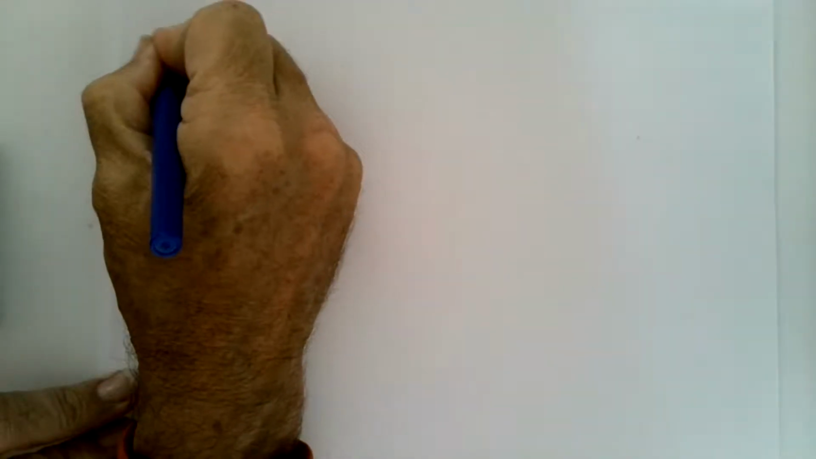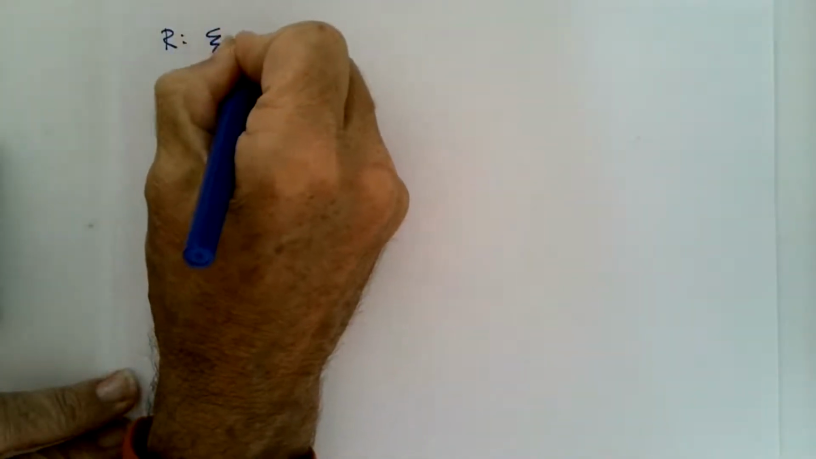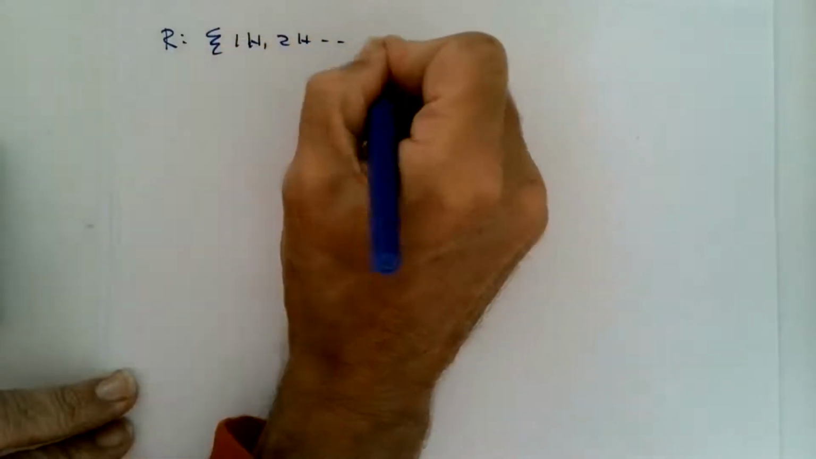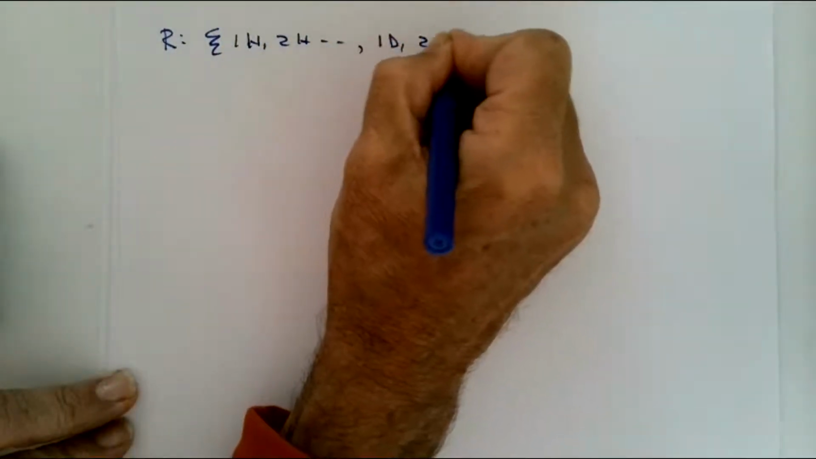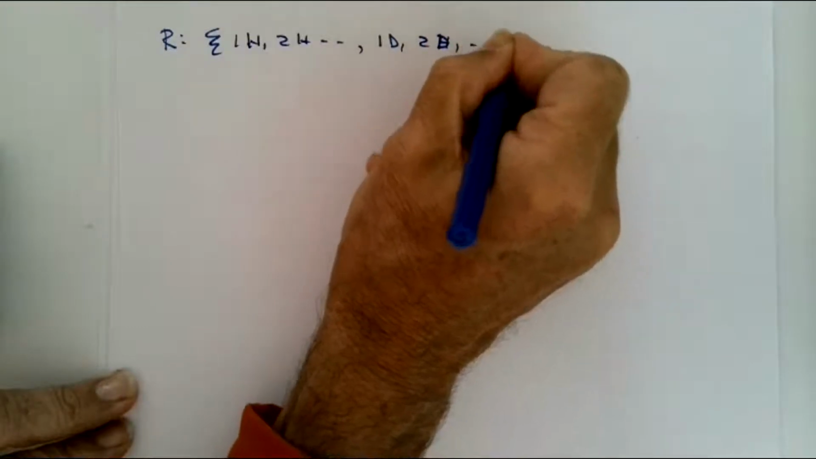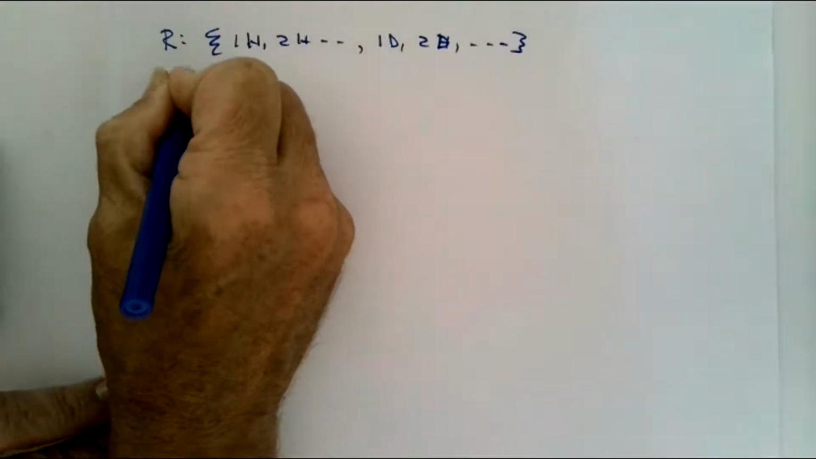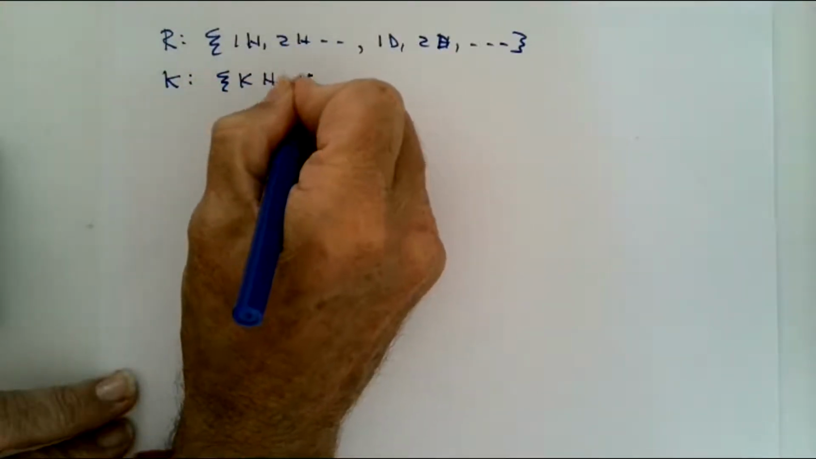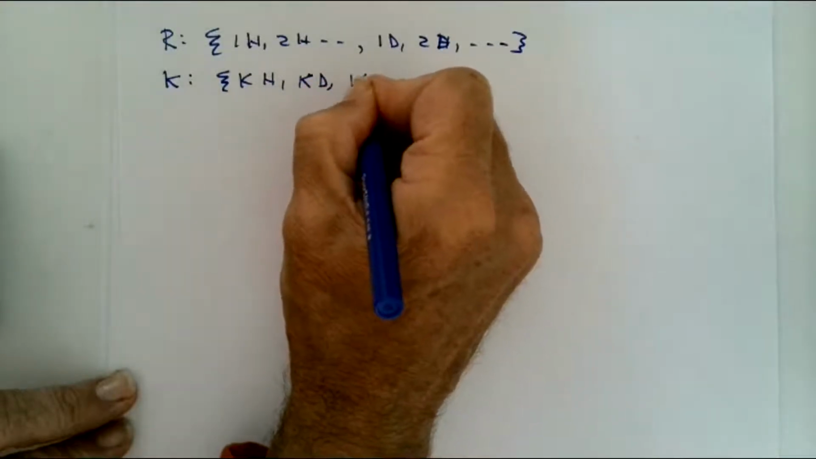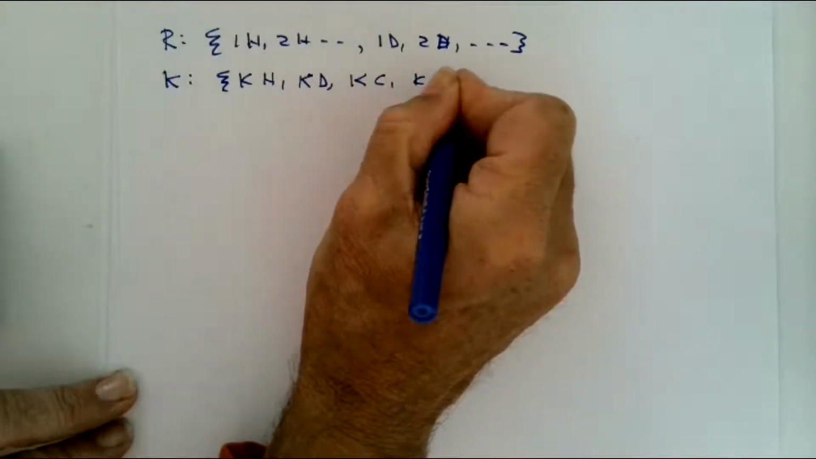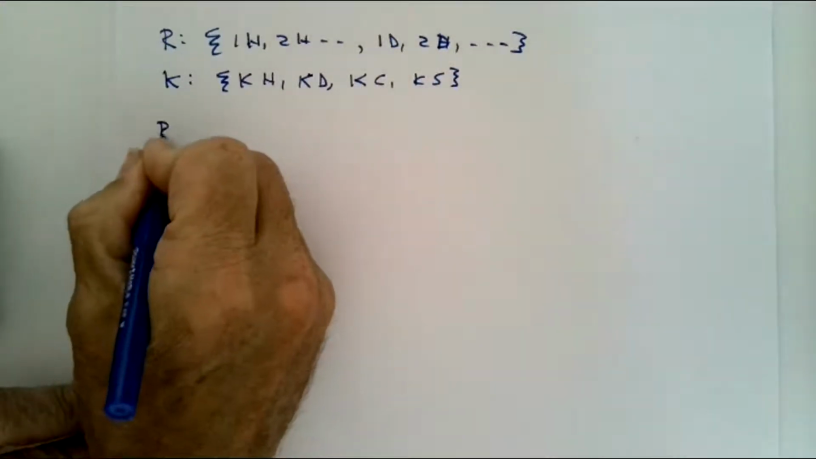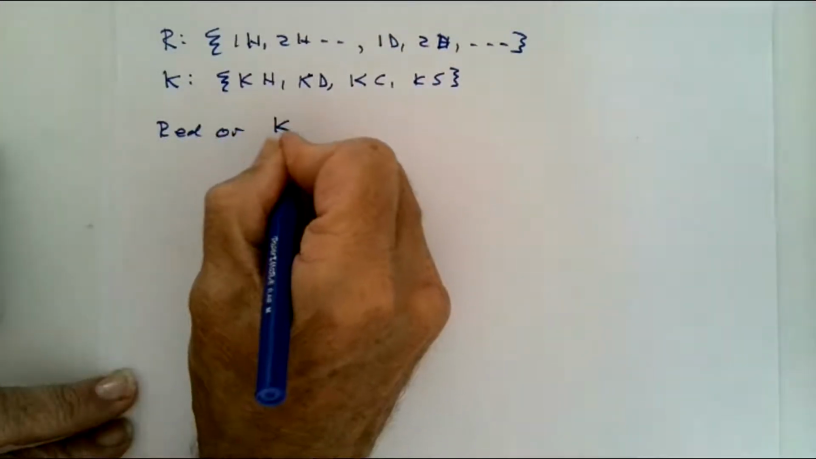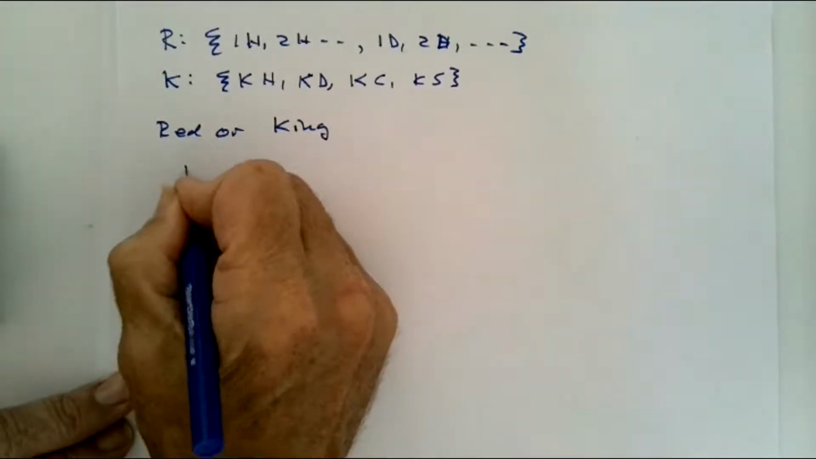So again, let's go ahead and think about what we have here. Our red set: 1 of hearts, 2 of hearts, all the way to the end, 1 of diamonds, 2 of diamonds, all the way to the end. Our king set: king of hearts, king of diamonds, king of clubs, king of spades. So who do we have in the red or king group? R or K group. That's what we're interested in.